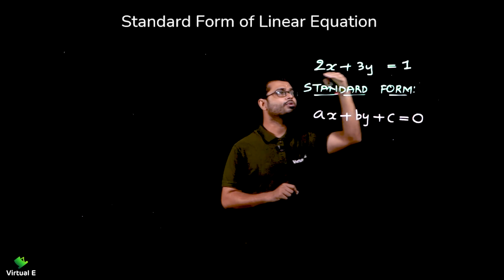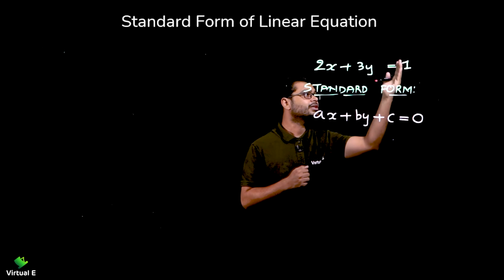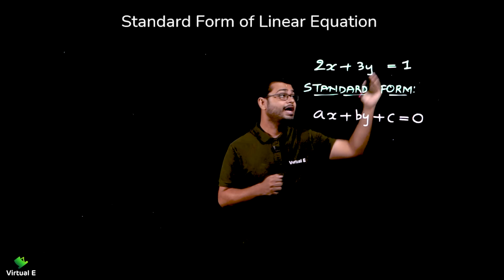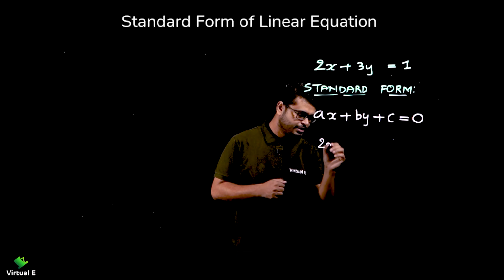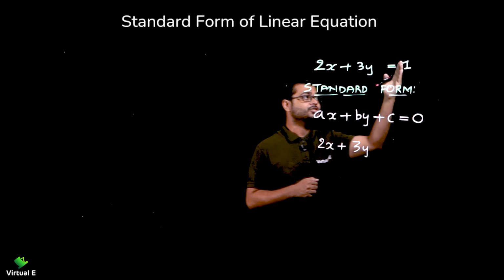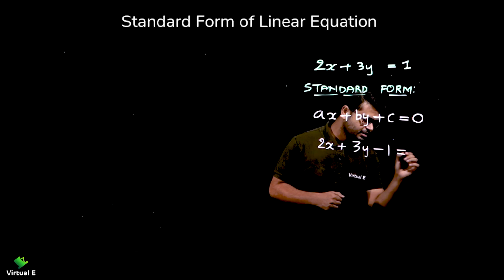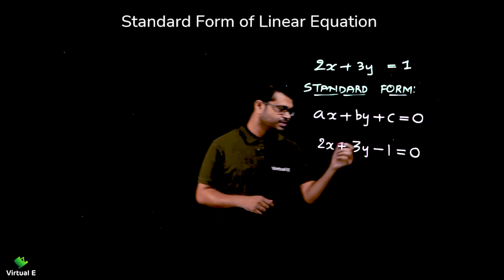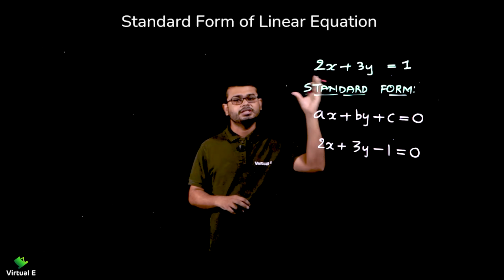So suppose we want to convert this into standard form, what shall we do? We shall shift this 1 over here and make RHS 0. So let's try it: 2x plus 3y, this plus 1 over here, if you shift, it will become minus 1 is equal to 0. 2x plus 3y minus 1 is equal to 0 is the standard form of this equation.